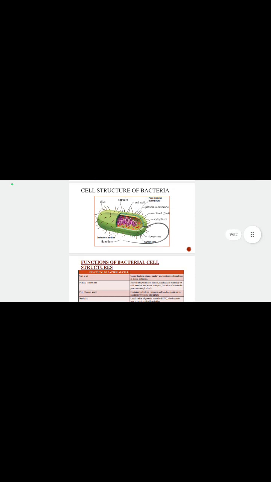Then plasma membrane. Selectively permeable barrier, mechanical boundary of the cell, nutrient and waste transport, then location of metabolic processes. Respiration is done through the plasma membrane. Then periplasmic space, that is between the cell wall and plasma membrane. This space is known as the periplasmic space, which contains hydrolytic enzymes and binding proteins for nutrient processing and uptake. Then nucleoid.